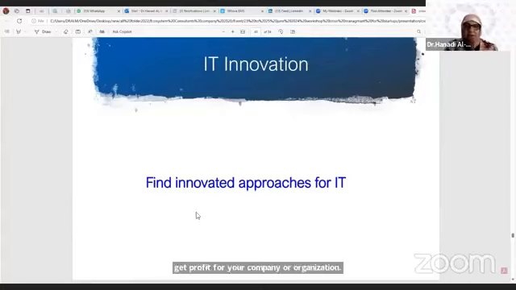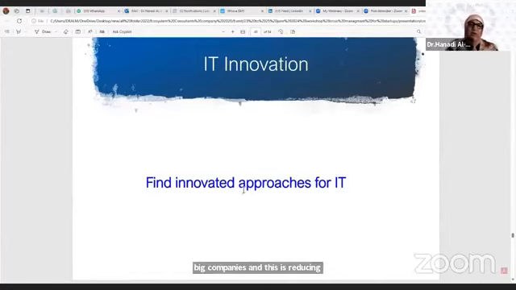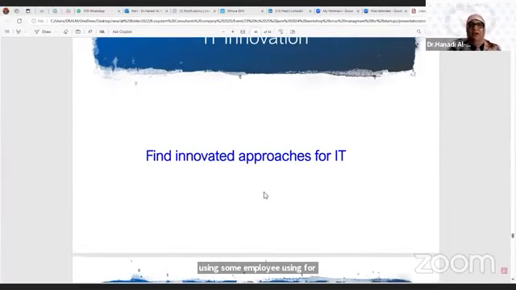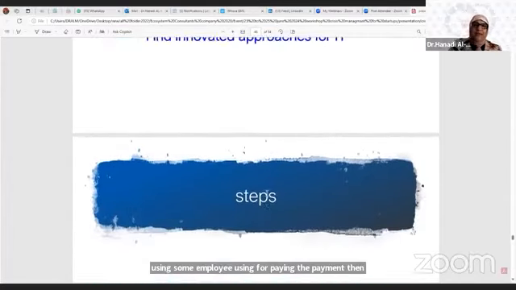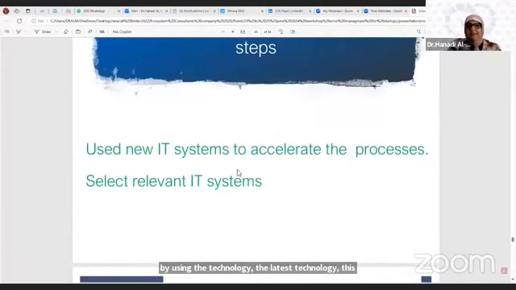IT innovation, you find an innovative approach for IT. I will give you a small example. Now, most of the companies have their system for paying the payment through some platform, and they connect their platform with some big companies, and this reduces their expenses by not using some employees for paying the payment. Then by using the latest technology, this will reduce the pricing, and we can use the IT innovations. Use IT systems, accelerate the process, and select a relevant IT system.